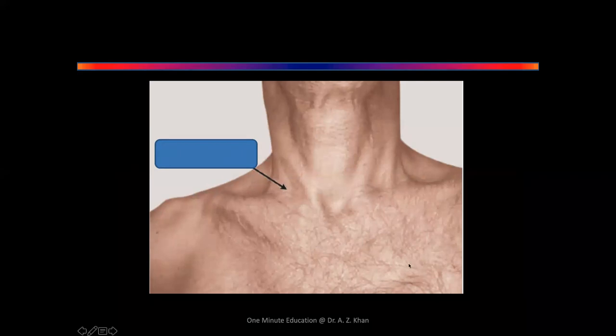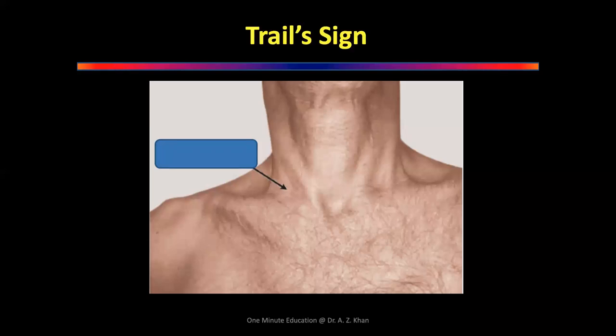Okay, what is this sign called? It's a prominent sternocleidomastoid and something empty in this area. Sternocleidomastoid is prominent and this area is empty. Anybody wants to answer this? Exam going, thoracic exam going people? Trail sign. This is the trail sign.